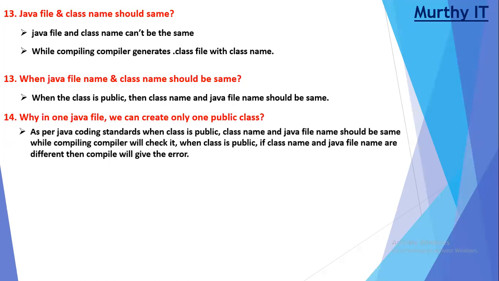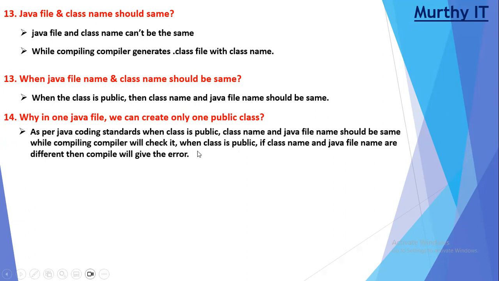Okay, so basically, as per coding standards, whenever our class is public, why should our dot java file name and class name be the same? The compiler checks it. It is a coding standard at the compiler level. The class name and Java file name should be the same while compiling.